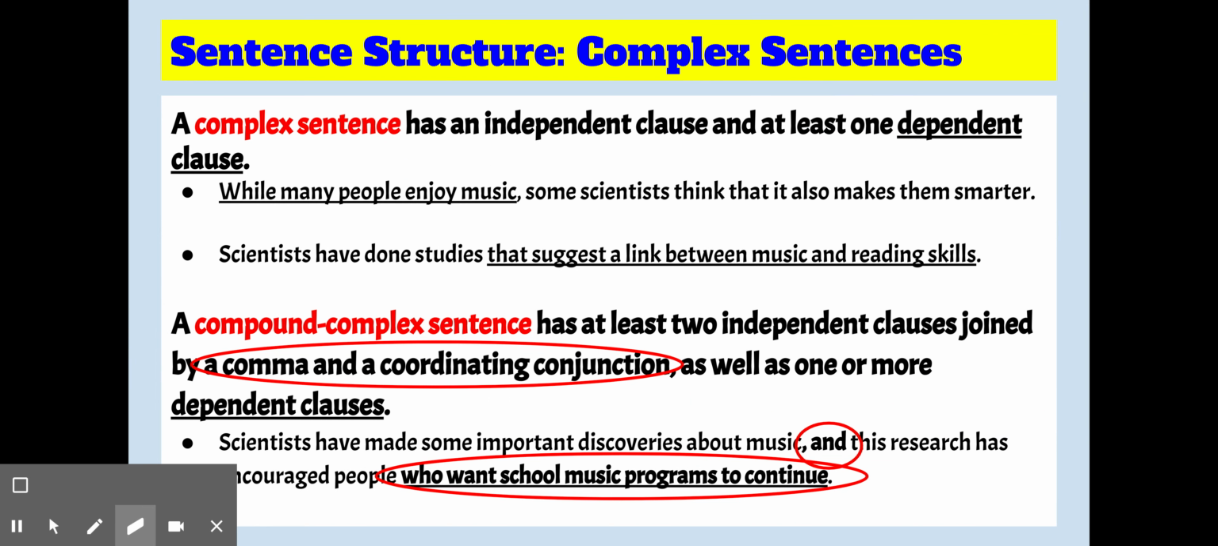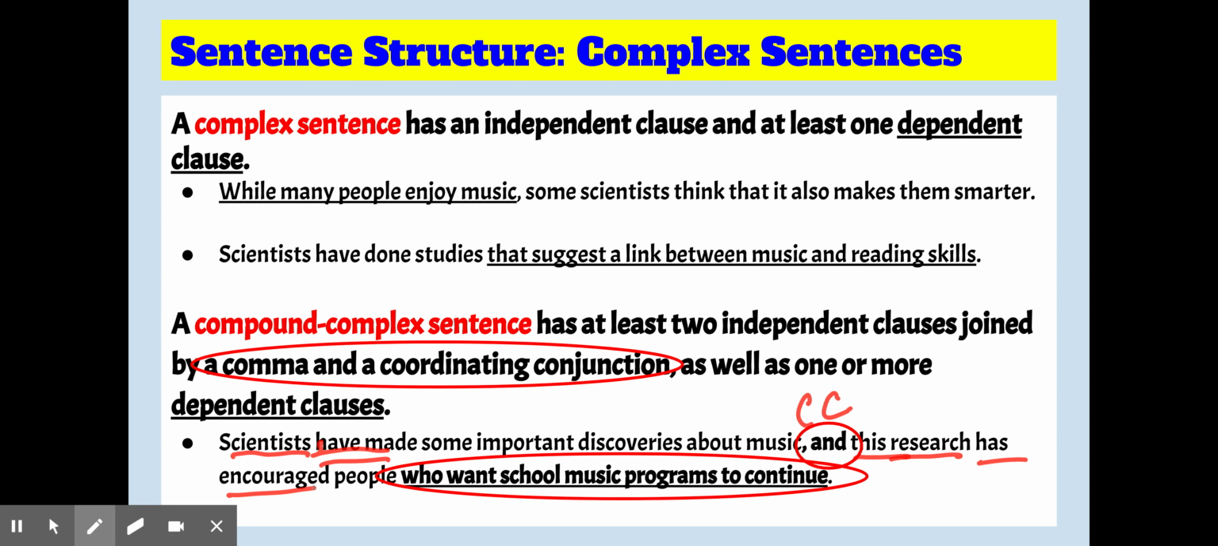All right. So we want to make sure we look at where it says scientists have made some important discoveries about music, and this research has encouraged people who want school music programs to continue. Well, scientists is my subject, have made is my verb, and then I've got "and," that is my coordinating conjunction. It's got the comma. This is a pronoun. Research has encouraged is my verb. So this has encouraged people. That's another independent clause. And then I've got "who want." That's my subordinating conjunction, a relative pronoun. Want school music programs to continue.